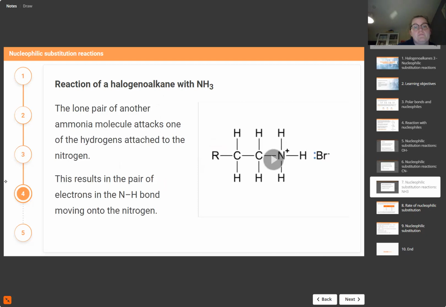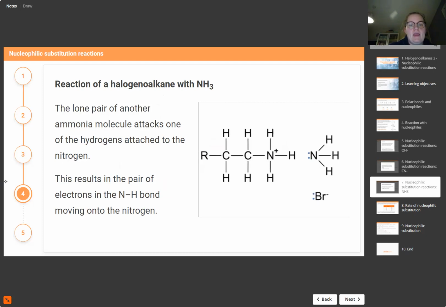So, next part. Because we've still got a slightly positive charge here on that nitrogen that's bonded with a carbon, this is a little bit more complicated. The lone pair of another ammonia molecule is going to attack one of the hydrogens attached to the nitrogen. So here we've got that lone pair of another ammonia molecule. It's going to attack one of the hydrogens attached to the nitrogen. That's going to result in the pair of electrons in the nitrogen-hydrogen bond moving onto the nitrogen.